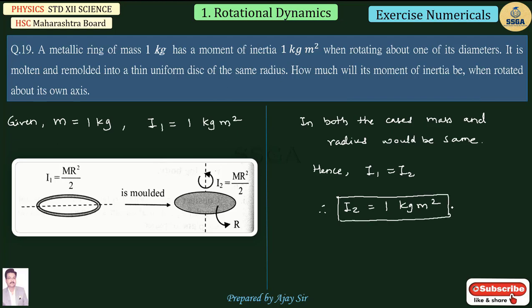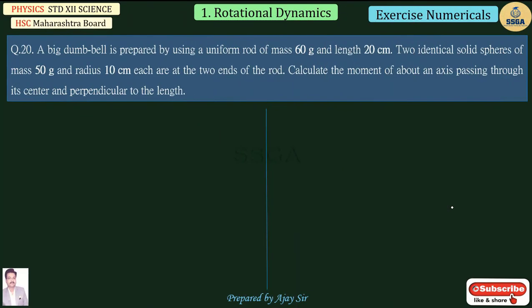So now let us go to the numerical example, question number 20. Now let us start numerical number 20. A big dumbbell is prepared by using a uniform rod of mass 60 gram and length 20 centimeter. Two identical solid spheres of mass 50 gram and radius 10 centimeter each are connected at the two ends of the rod. Calculate the moment of inertia about the axis passing through the center and perpendicular to the rod.